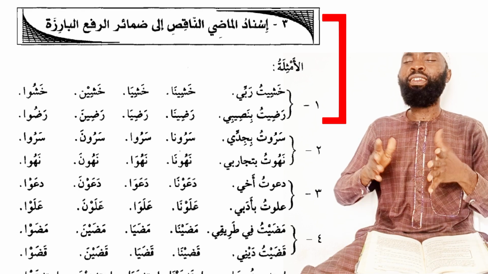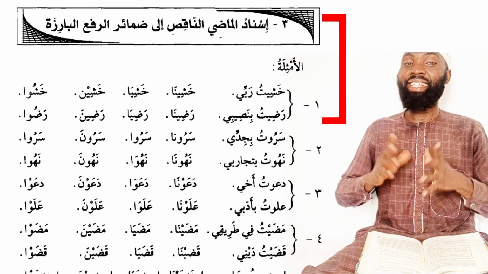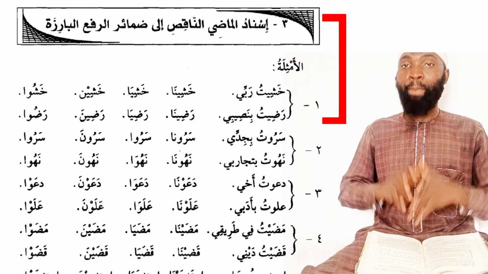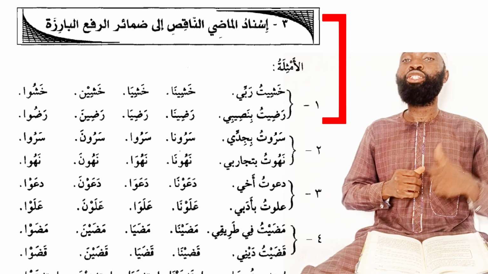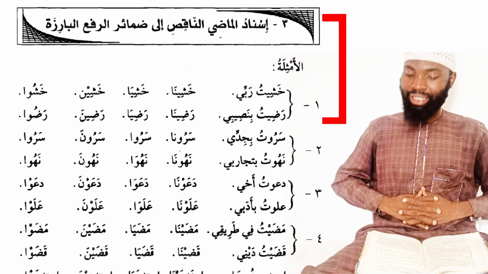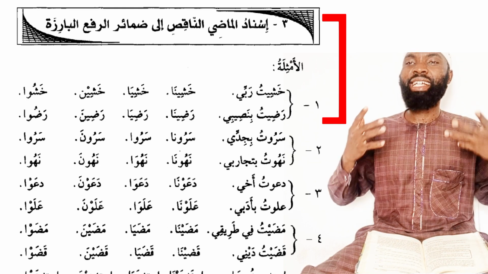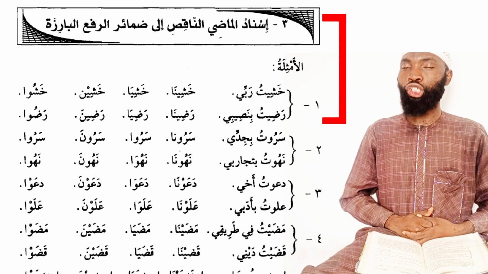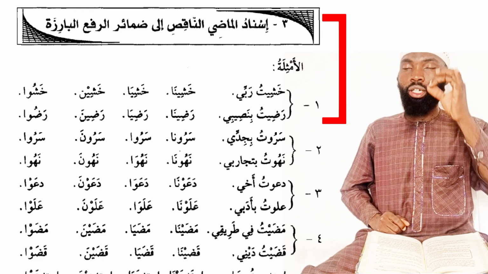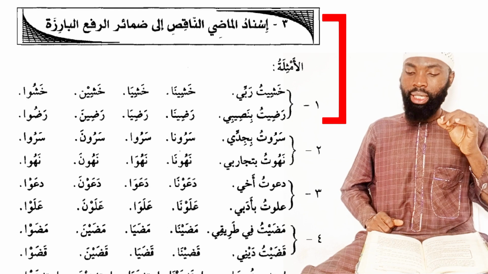Now we have lots and lots of examples here, and these examples are categorized into 5 sections based on the type of words to which we are going to be attaching these pronouns. So let's quickly rush through these examples before we come to detailed explanation. Here we have khashitu rabbi. In the first section we have 2 words. The first one is khashiya and the second is radiya.